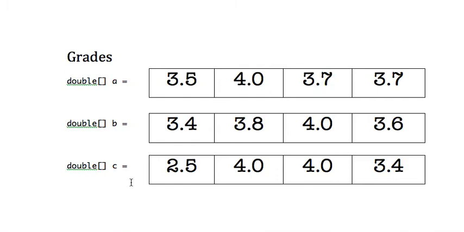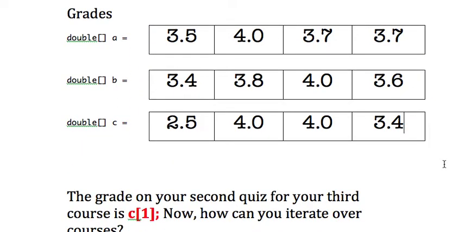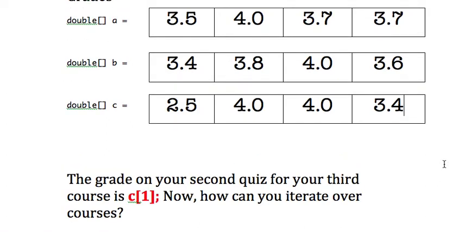Alright, so that's how you would represent the array. So double array A equals an array of all my grades, and I just need to know what the positions represent. Now, the question then comes in is this one. The grade on your second quiz for your third course is this one, right? So this is my third course, and this would be the second quiz, right? That's the grade for my second quiz on my third course, and that would be represented by C1.